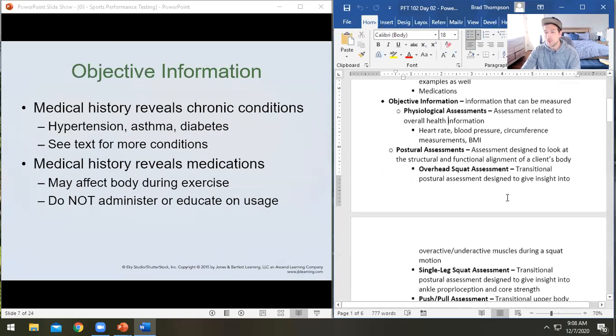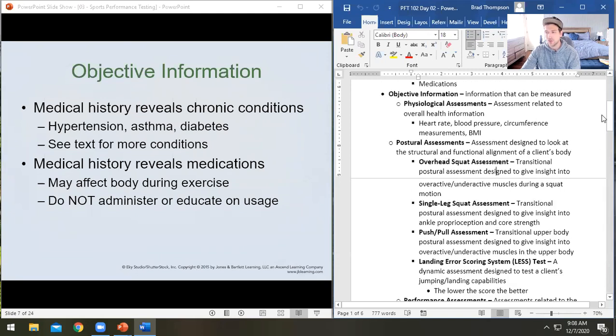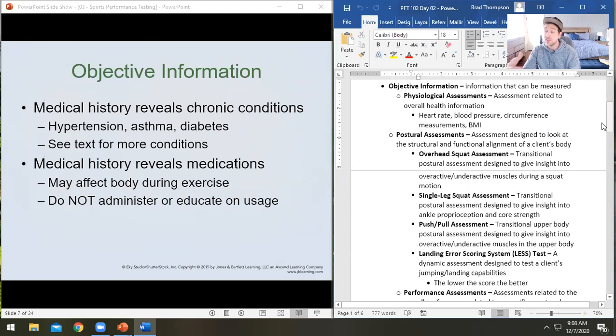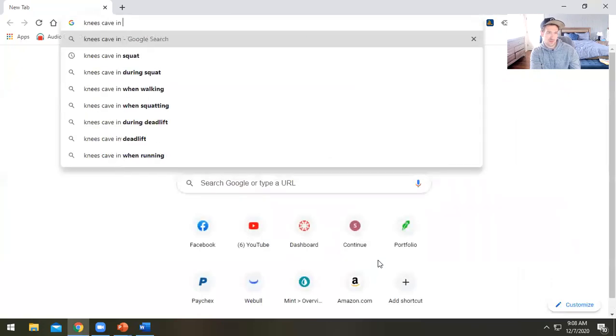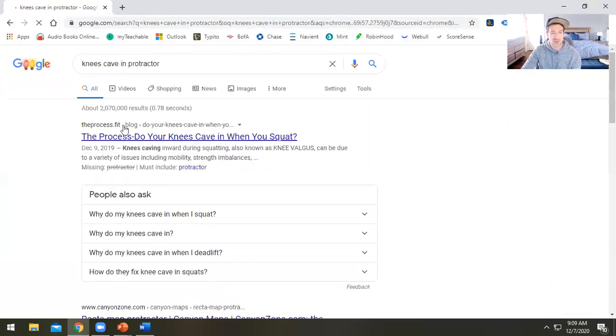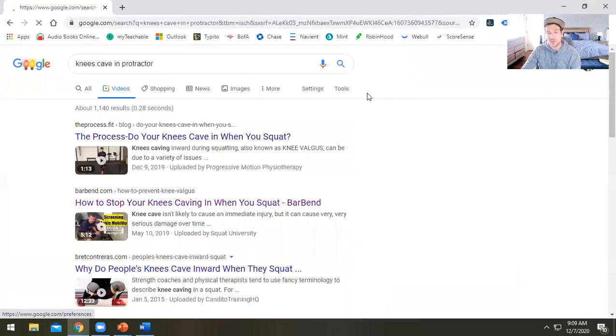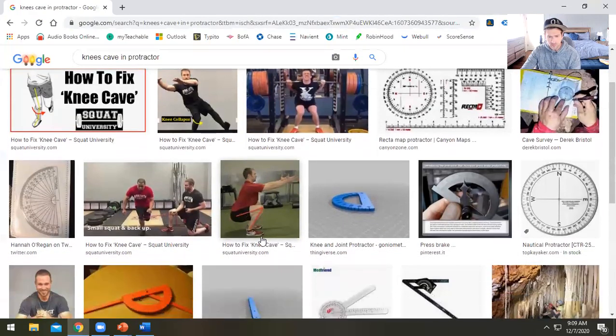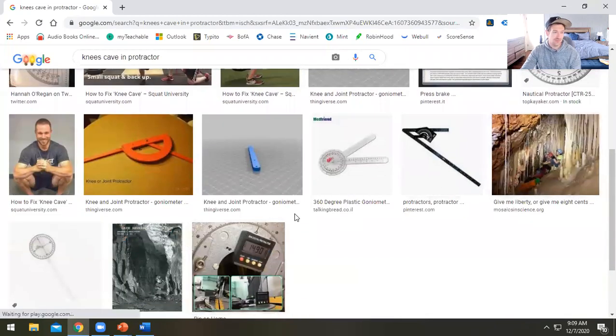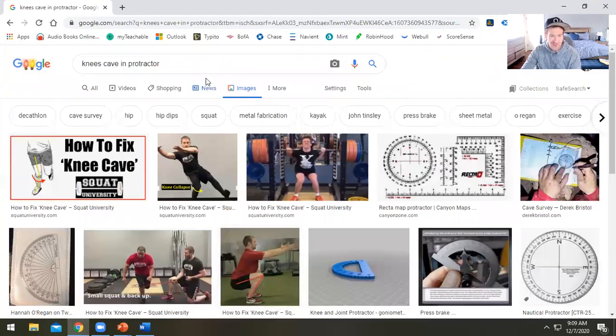Now, from there, we've got our bigger category here, which is all of our objective information, right? This is the information that can be measured. A lot of objective information, we usually use it. It's typically number-based. It's not always number-based, right? For instance, knees caving in is not a number situation. I mean, obviously it could be, if you use a knees caving protractor and look at how much someone's knees cave in, and you actually measure that angle.